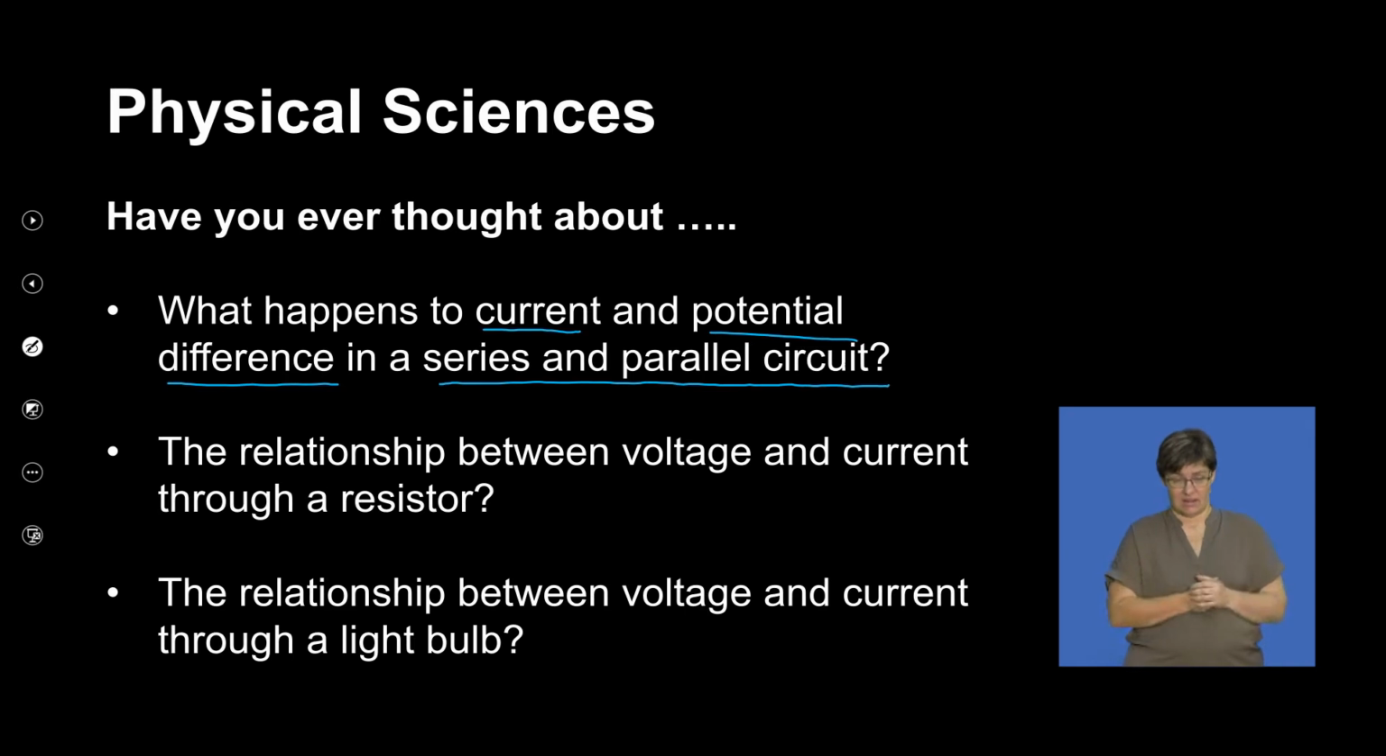And then also the other thought: what relationship exists between current and voltage through a resistor? This one is about a resistor. And then again, same question, but it has to do with the light bulb. It says the relationship between voltage and current through a light bulb. So these are the thinking exercises that are going to guide our session for today, right?